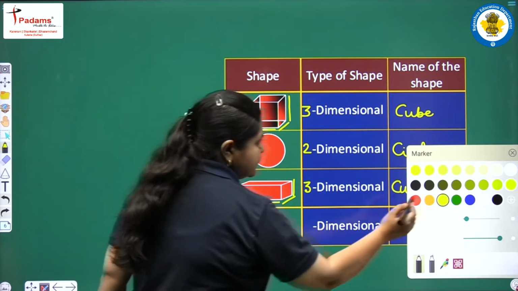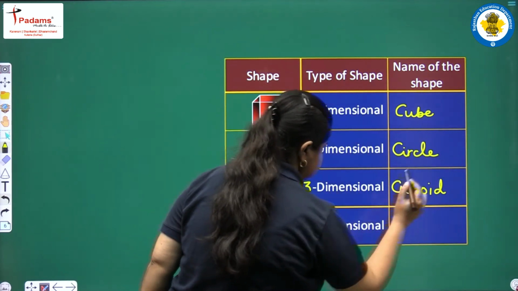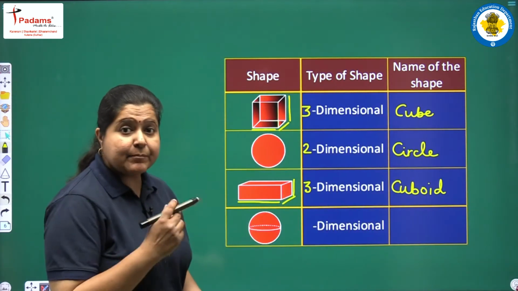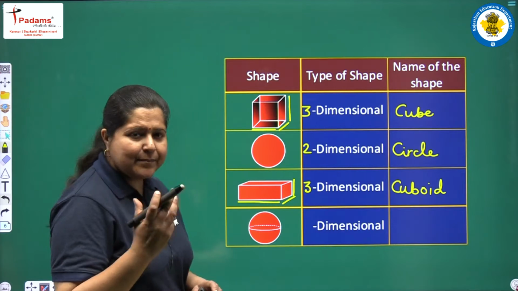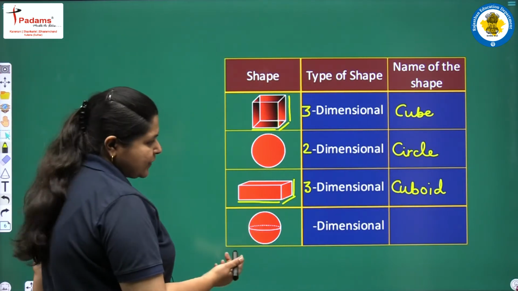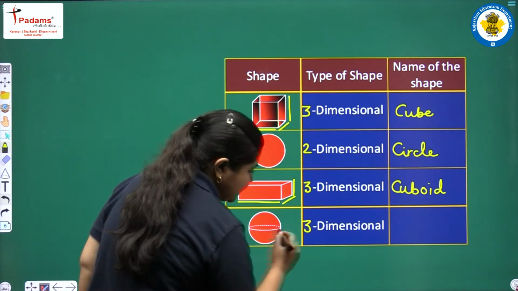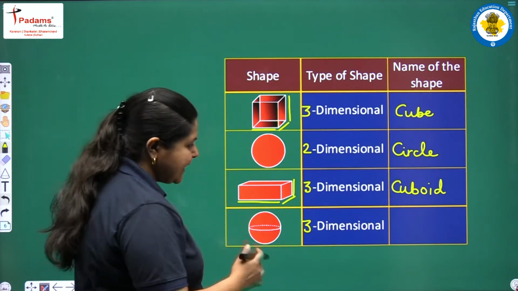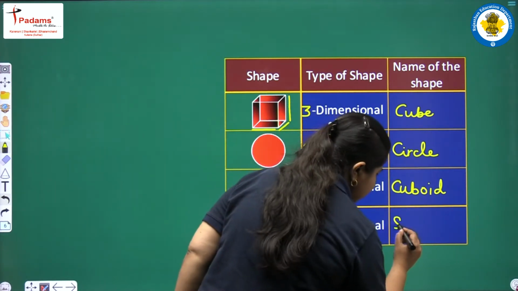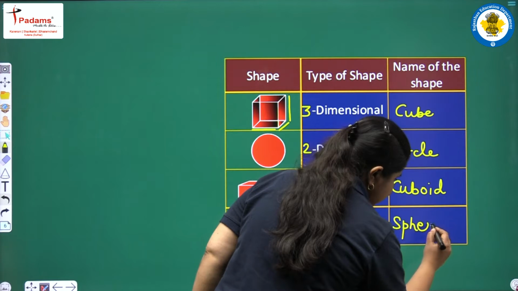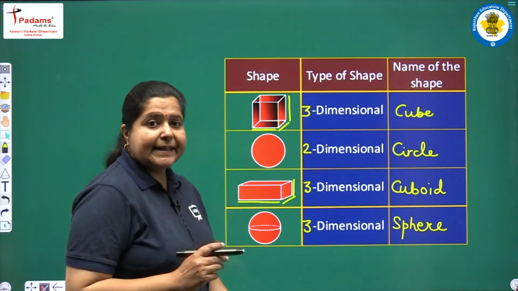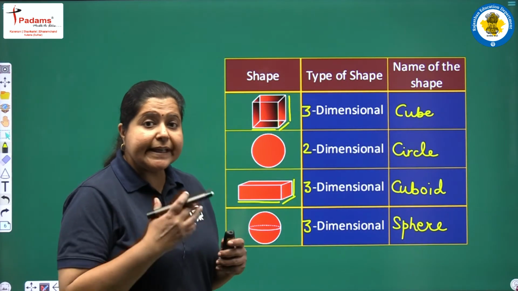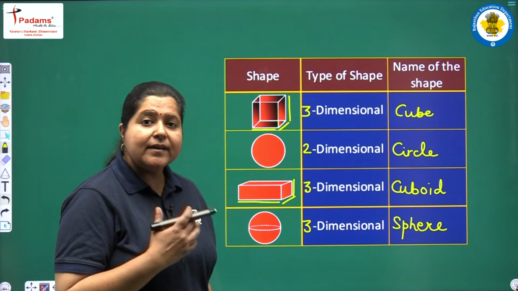Then we have this one. This is a sphere resembling your ball, football. You see many spheres around you, and this is one of them. Again it is 3-dimensional. Length, breadth and height also it has, and so it is 3-dimensional, named as sphere. The length, breadth and height, all these resemble equal diameters in case of a sphere.